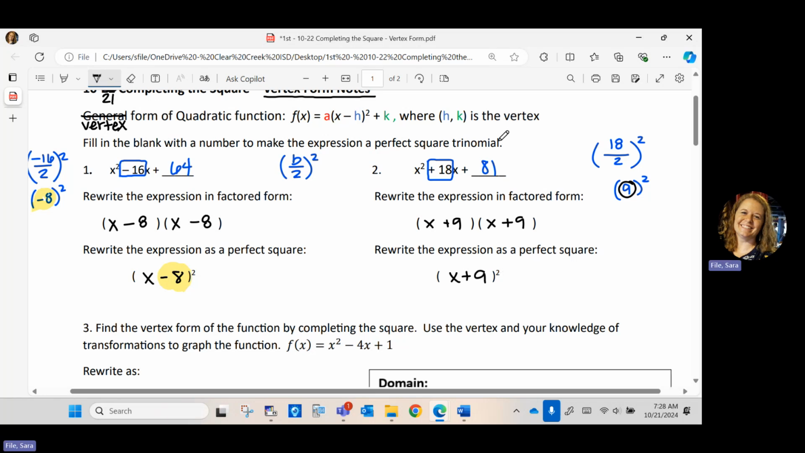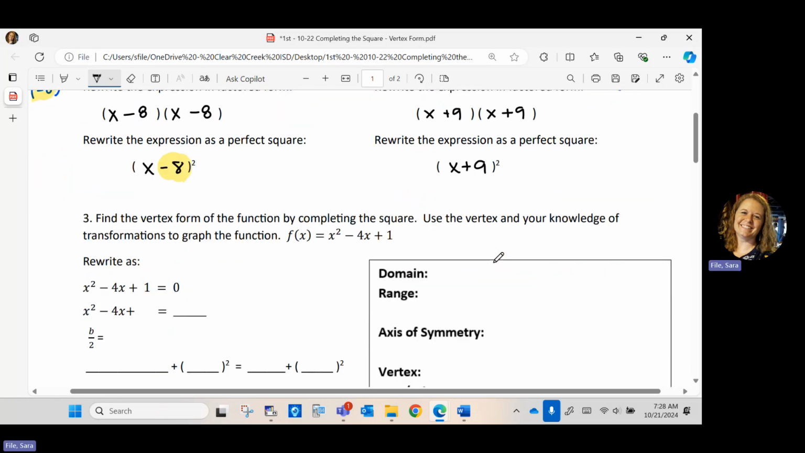Okay, so this middle step where we're writing it as the same binomial twice, where we're actually doing the factoring, when we are doing the completing the square process, we'll be able to skip that. We'll be able to go straight from figuring out this completing the square straight to here.